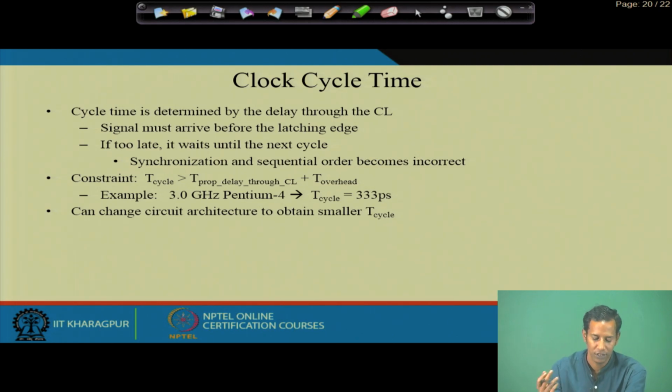As an example, if we consider a 3 gigahertz Pentium 4, the cycle time for this is 333 picoseconds. If we want to obtain a smaller T cycle, what does smaller T cycle mean? Basically, I can maximize the operating frequency. To actually obtain this minimum T cycle, we have to change the circuit's architecture.